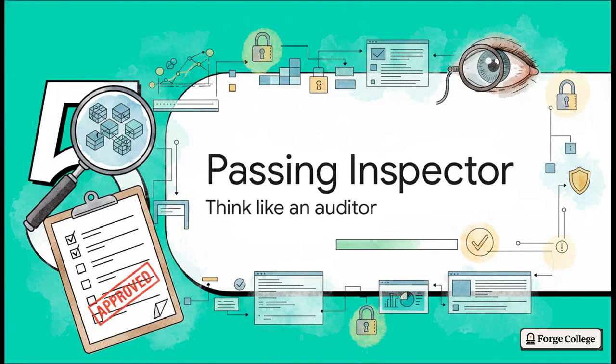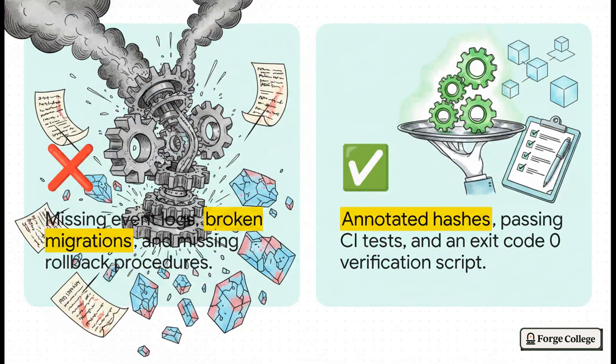Section 5, passing the inspector verification. This is where you have to start thinking like an auditor. You've built the thing, but now comes the sweat-inducing part. Let's compare a failing build, which, let's be honest, looks like a digital dumpster fire riddled with missing logs, broken migration scripts, and zero rollback procedures, against a passing build.